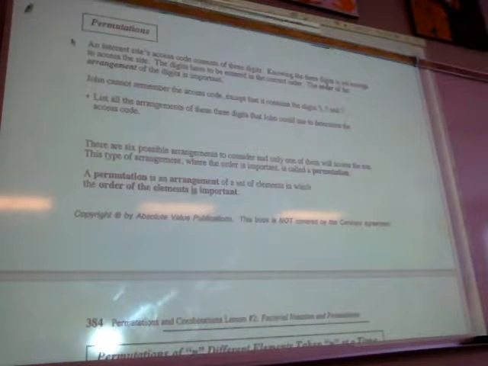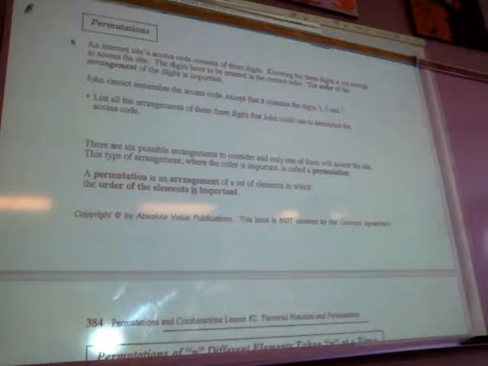An internet site access code consists of 3 digits. Knowing the 3 digits is not enough to access the site. The digits have to be entered in the correct order. The order of the arrangement of the digits is important. John cannot remember the access code except that it contains the digits 3, 5, and 7. List all the arrangements of these 3 digits that John could use to determine the access code.